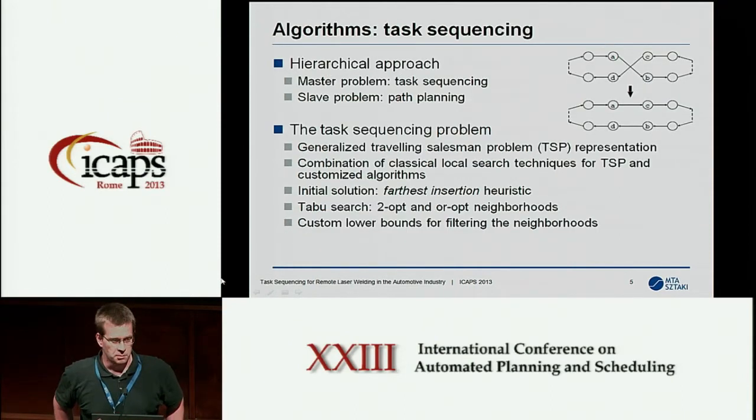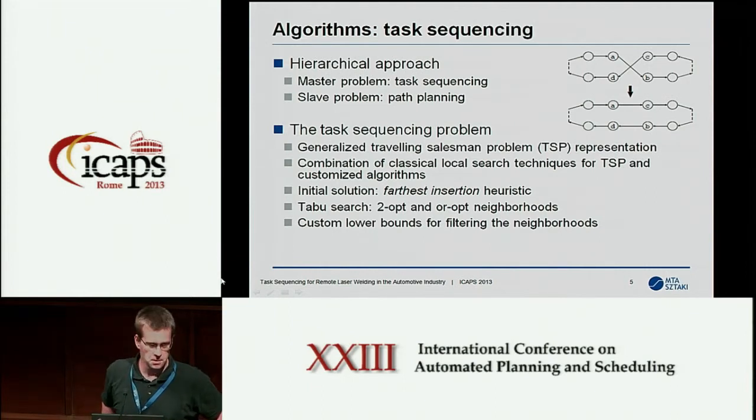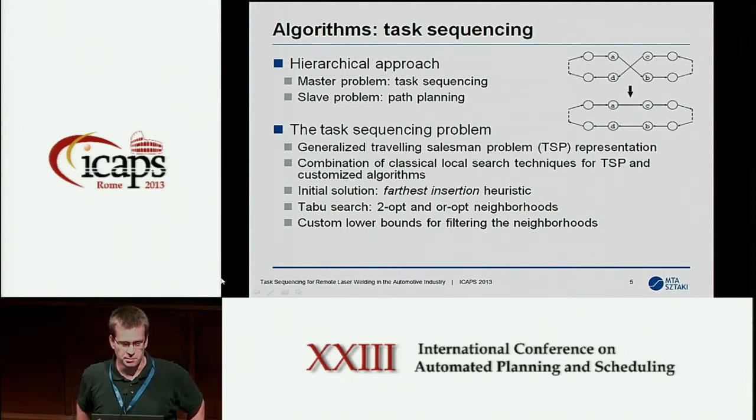Okay, we'll take a hierarchical approach where the master problem is task sequencing, and the slave problem is path planning. So the task sequencing problem can be regarded as a generalized TSP problem. It is TSP because we are looking for an optimal sequence of the stitches, of the tasks. And this is generalized because here we don't have the distances in closed form, but we'll have to solve a path planning problem for each of the candidate sequences to evaluate the sequence.